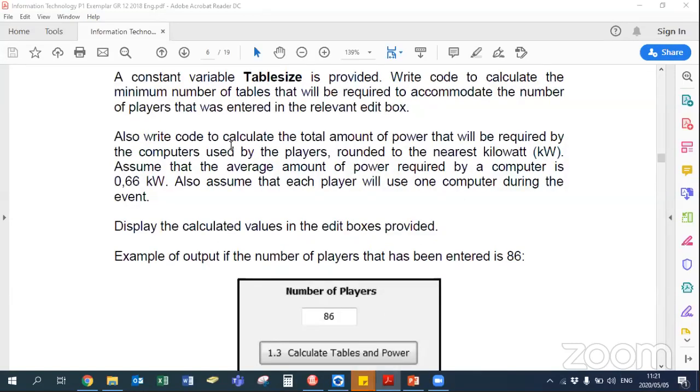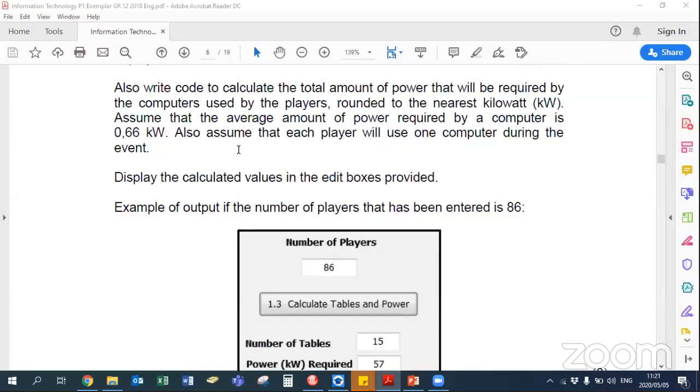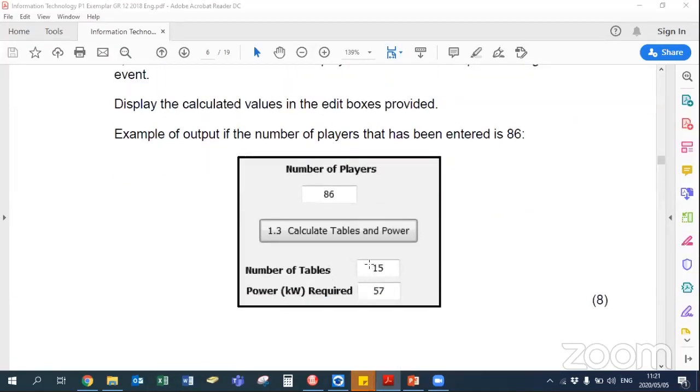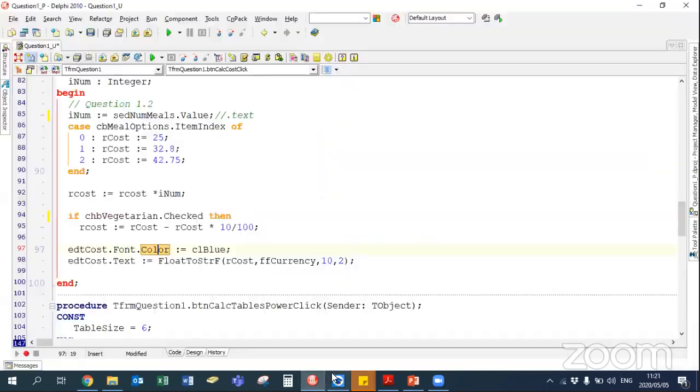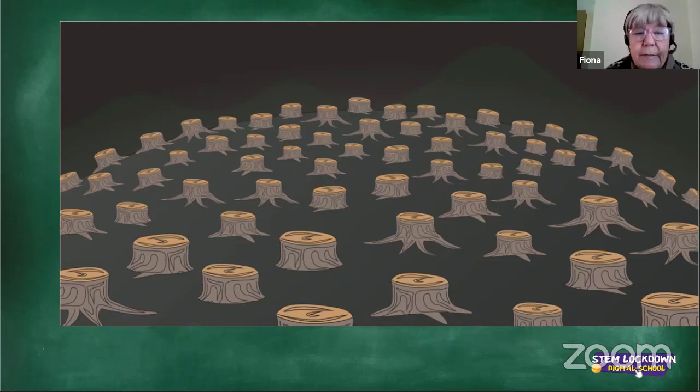Then also write code to calculate the total amount of power that will be required by computers. So we had to calculate the power and then assume that the average amount of power was so much. And then we also had to display all of this information in the edit boxes. Take note, we're seeing integer values. It's an integer input. All of that would be important. They also told us that there is a constant declared.